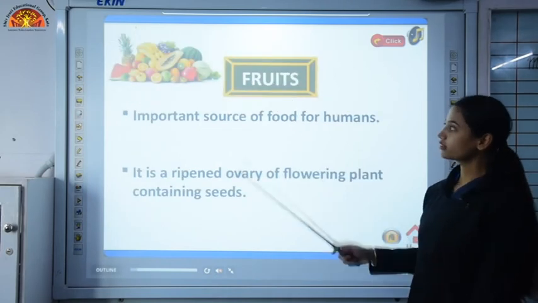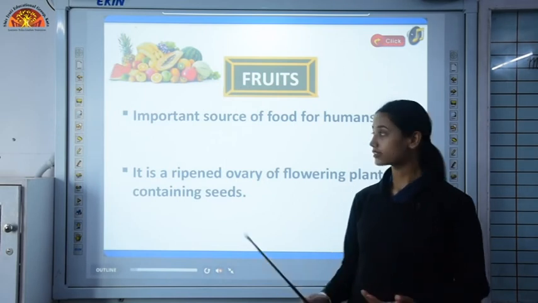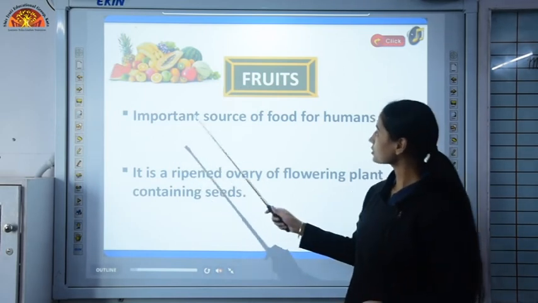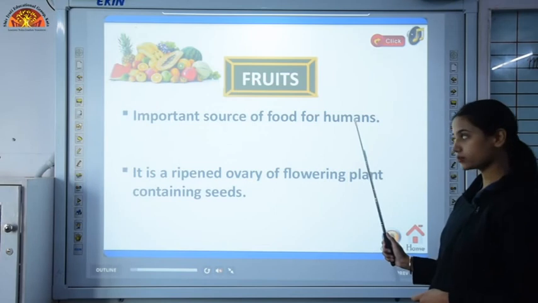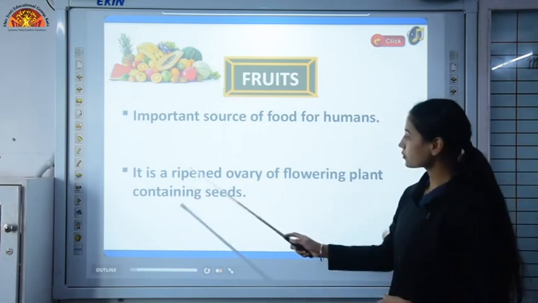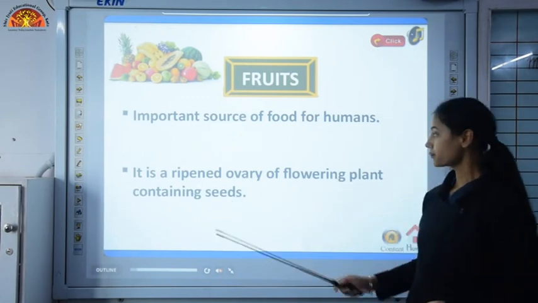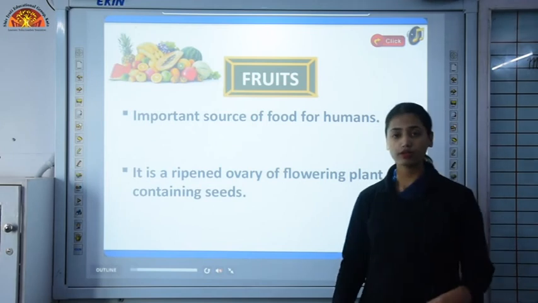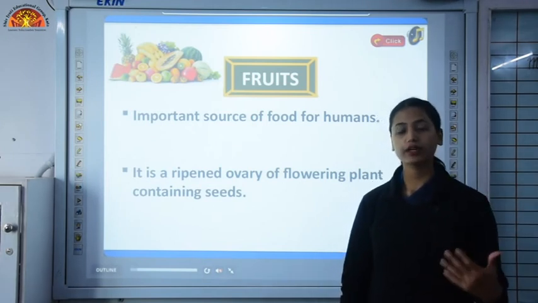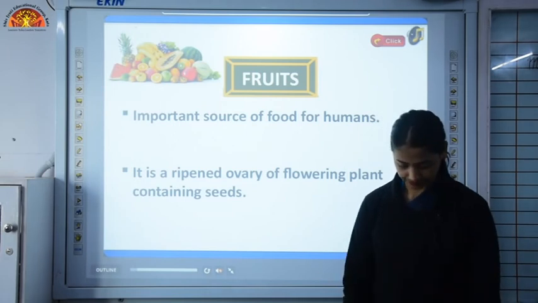Now fruits, very yummy delicious fruit which is important for our health. So fruits are an important source of food for humans because they give us so many vitamins and minerals. It is the ripened ovary of a flowering plant containing seeds. Now fruits are always present in the flowering plant because the flower afterwards develops into fruit.